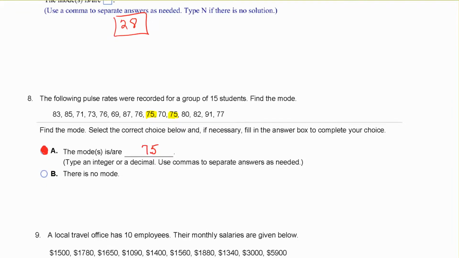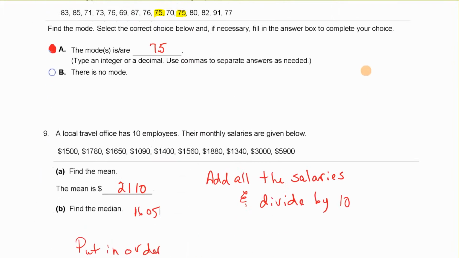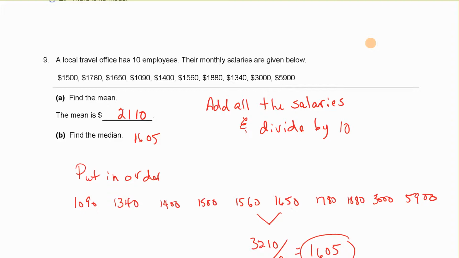On number 8, we're talking about the following pulse rates for 15 students. Find the mode. So we want to find if there's something more repeated than the other. And so we have 75 listed twice. I don't believe there's anything else that's repeated like that. So the mode would be 75. Number 9, a local travel office has 10 employees and their monthly salaries are given below. The mean salary, that's the average. You want to add all the salaries and divide by the number, which is 10. When you do that, you should get 2110 as the mean salary.